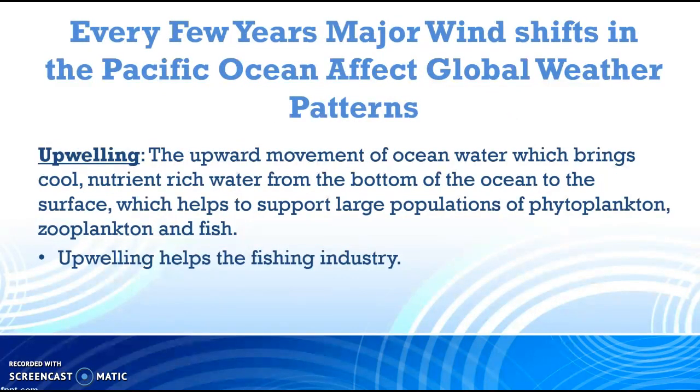Another thing we have to talk about is upwelling. Upwelling is the upward movement of ocean water, which brings cool, nutrient-rich water up from the bottom of the ocean to the surface, which helps to support large populations of phytoplankton, zooplankton, and fish. Upwelling is a major concern of the fishing industry because when upwelling is occurring, the fishing industry booms. If upwelling stops, it dramatically drops off as well.